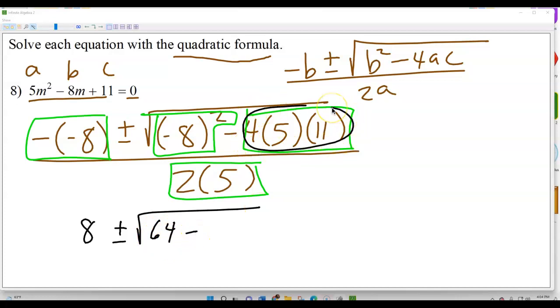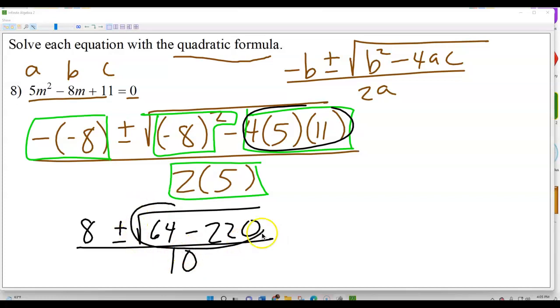And this crazy looking thing there, what's that? It's 20 times 11, so what would that be? I think that's 220 if I'm not mistaken. And then on the bottom we have 10.